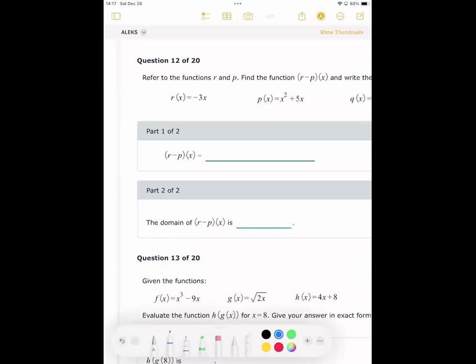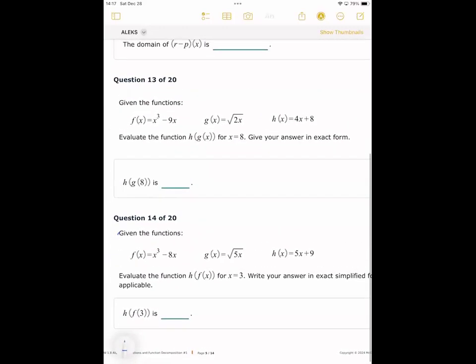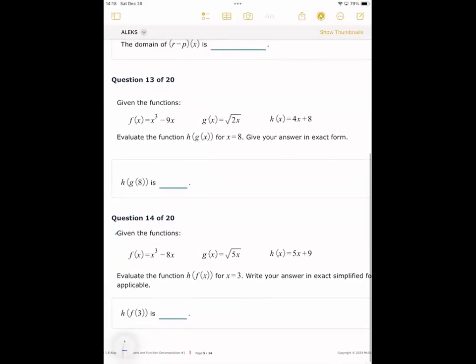Okay, so we are going to go to the next problem. It says find h of f of 3. Step 1, we're going to take care of f of 3. F of 3 is going to be a number. Then you find h of that number you get. So let's find f at 3.